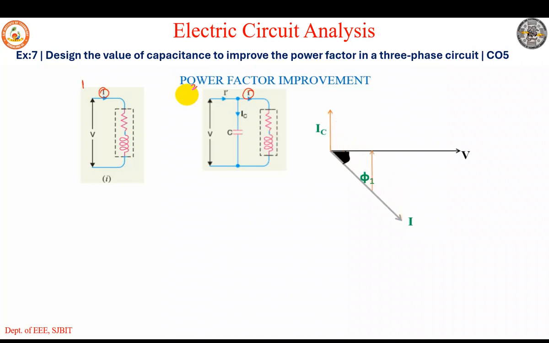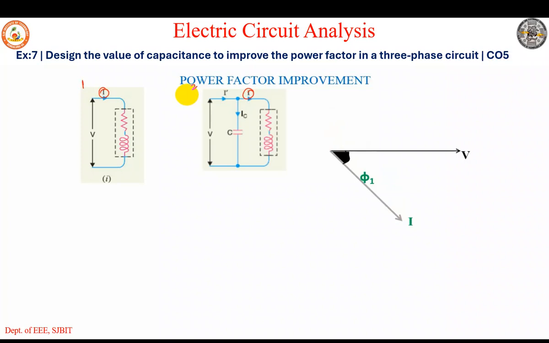I repeat, whatever is the magnitude of IC, that magnitude of reactive power will be compensated. In the sense, it will try to pull your current I upwards. That current is I dash. So I dash is the current actually supplied from the source. What was your current earlier? This was your current earlier supplied from the source.